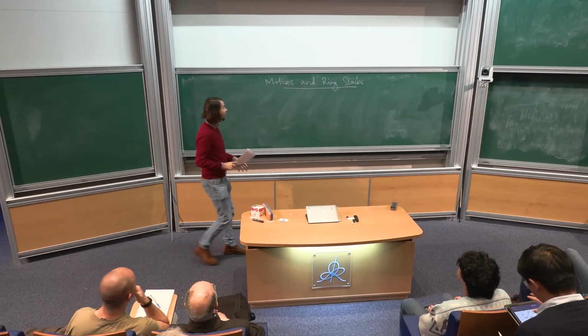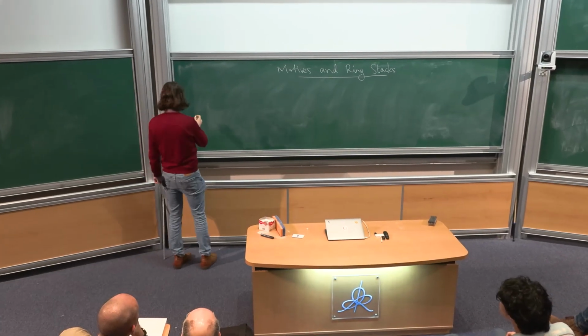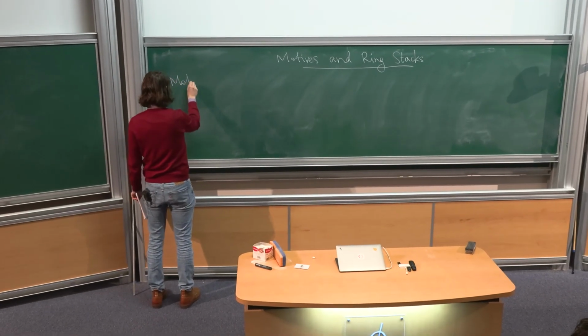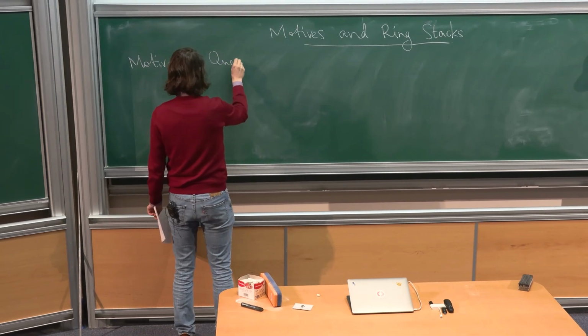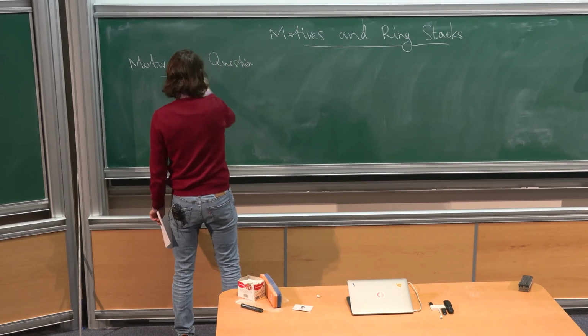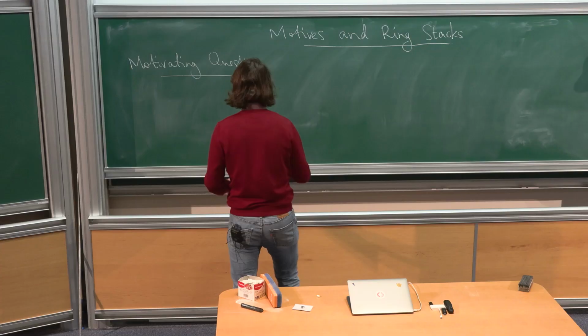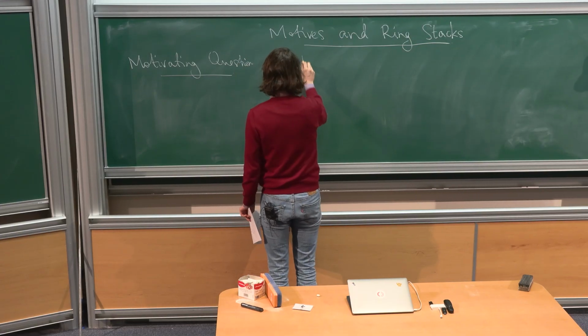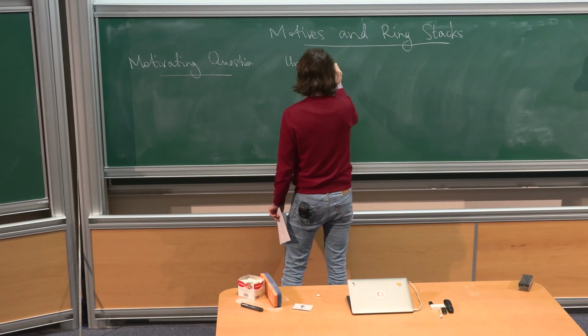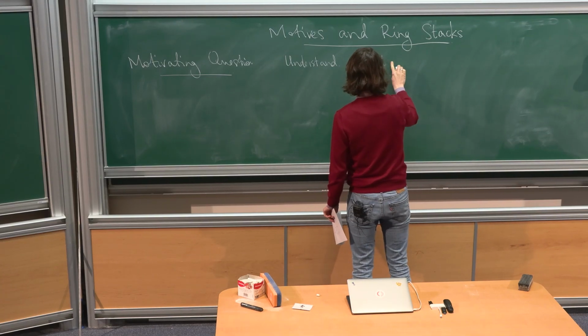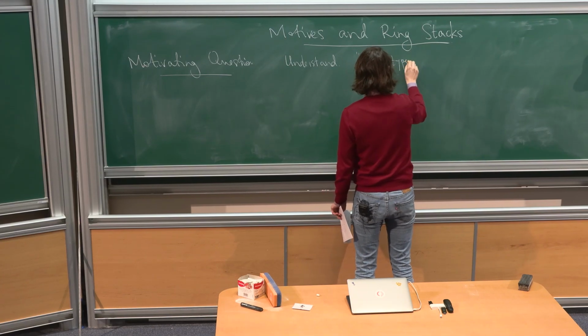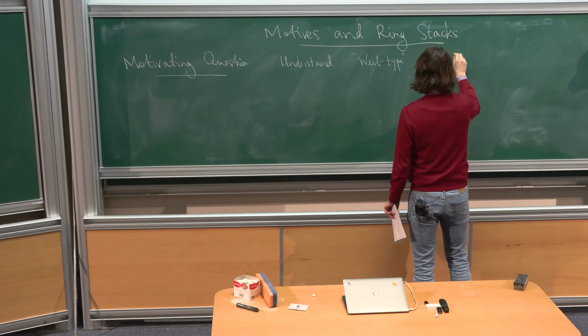All right, so let me start with, no pun intended, the motivating question: to understand, in some sense, what we call Weil type cohomology theories of algebraic varieties.